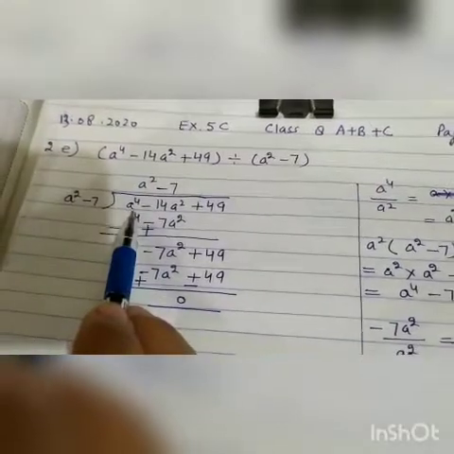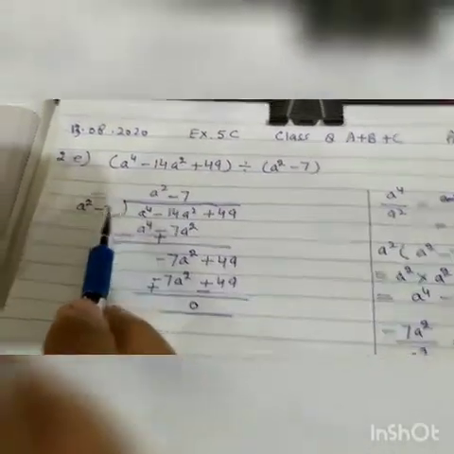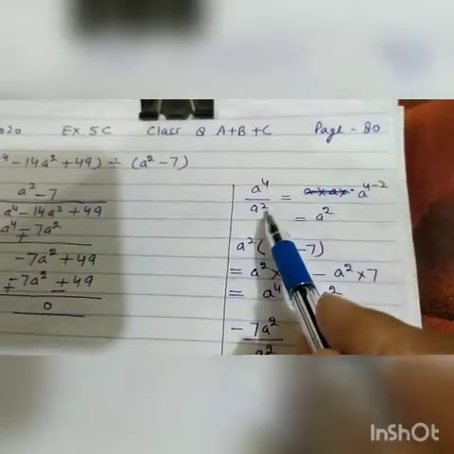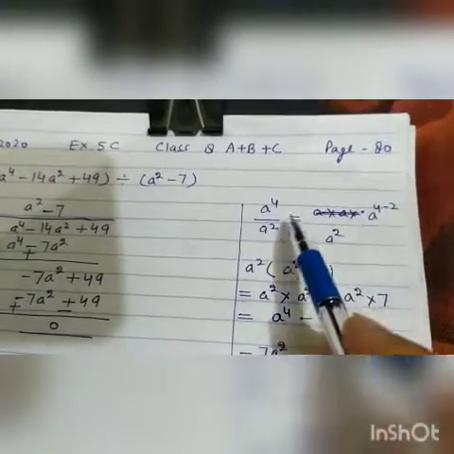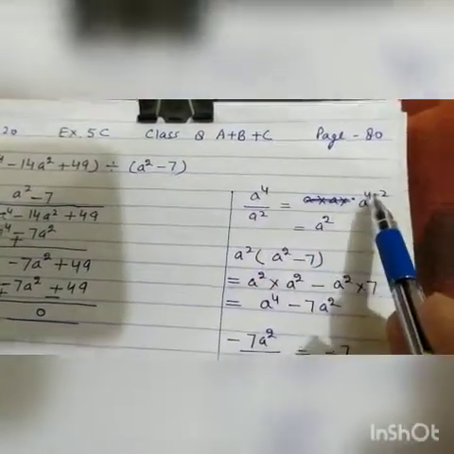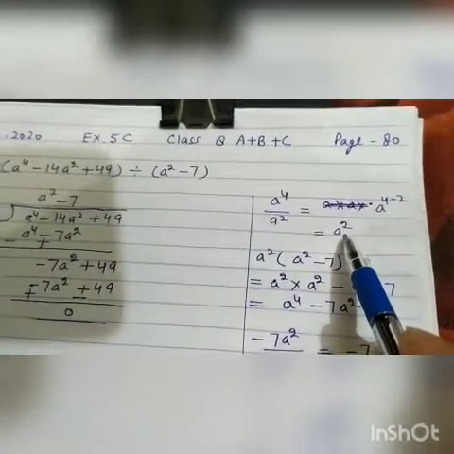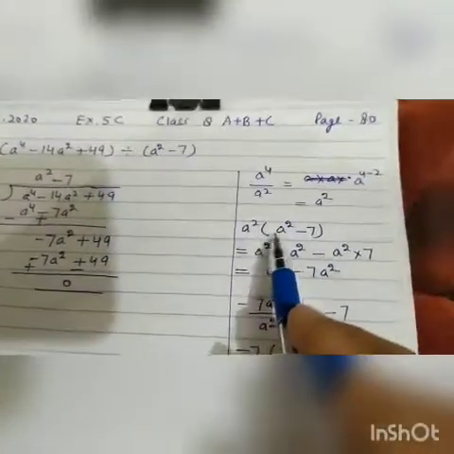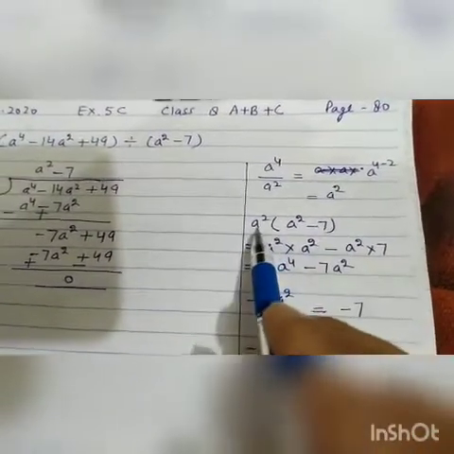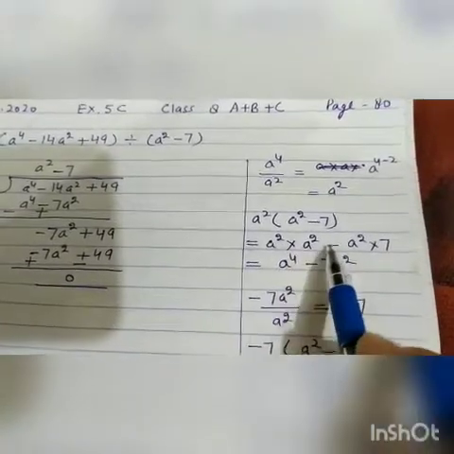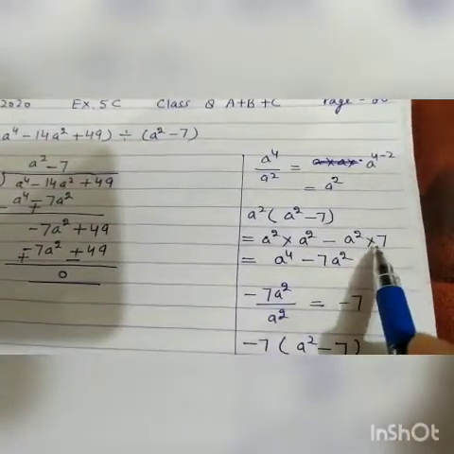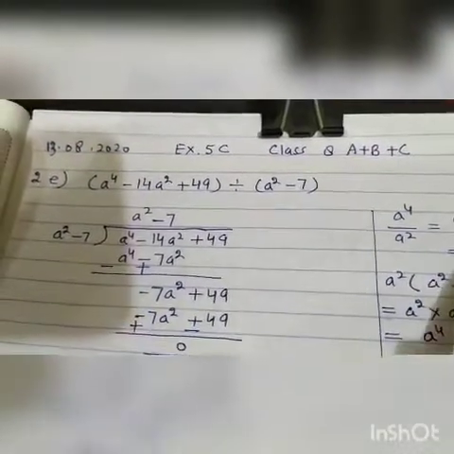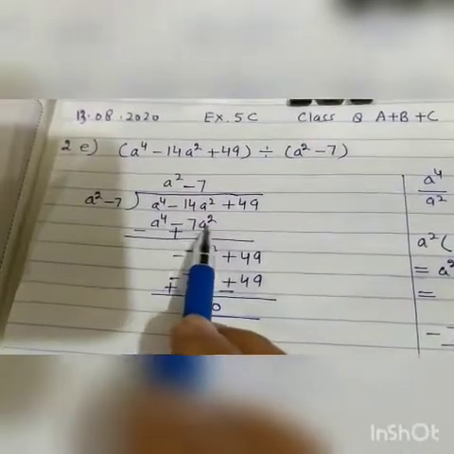First we will divide the first term of the dividend by the first term of the divisor, a square. See here in the rough work, a power 4 upon a square. We can write it as a power 4 minus 2, that is a square. This a square will be multiplied by the divisor, a square minus 7. A square multiplied by a square is a power 4, minus a square multiplied by 7 is 7a square. So we write this a square here as the quotient, and a power 4 minus 7a square.